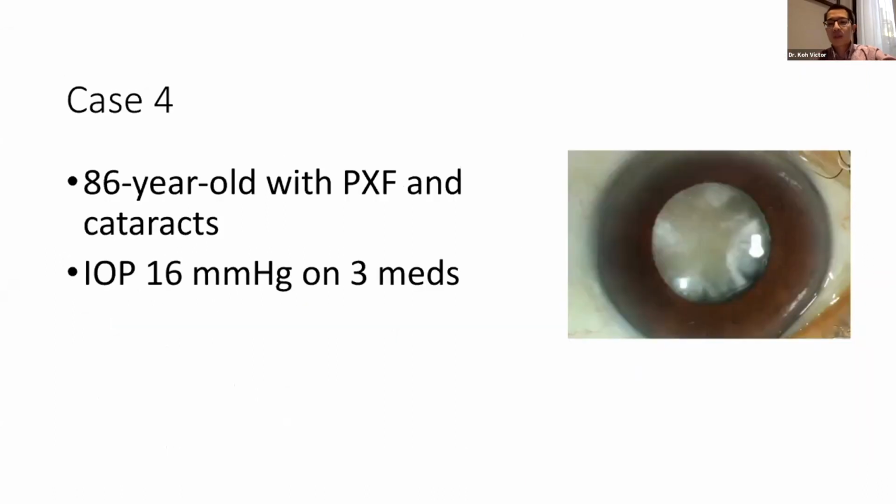The case number 4 didn't happen during COVID. It is a patient that I managed 3 to 4 years ago. This is a patient that is 86 years old, an elderly patient, and has pseudoexfoliation syndrome, as you can see over here in the picture. And he has advanced cataract in that eye. Now the pressure is 16 and is on 3 medications.